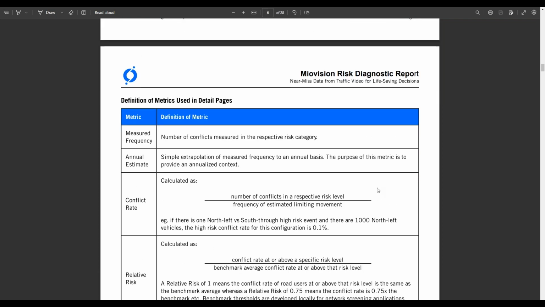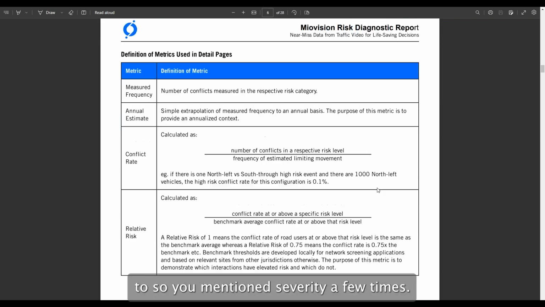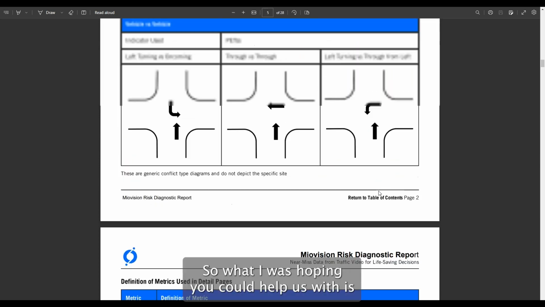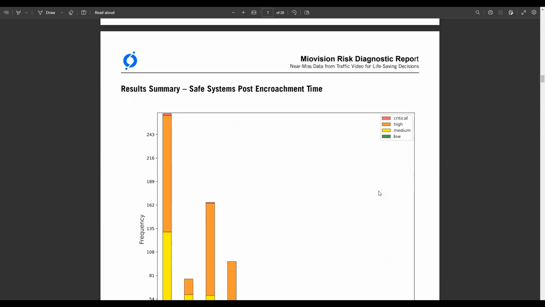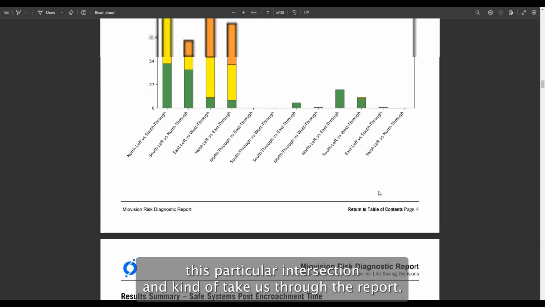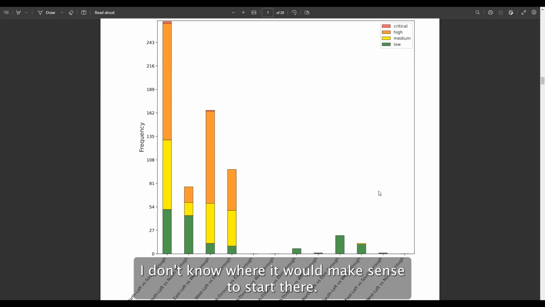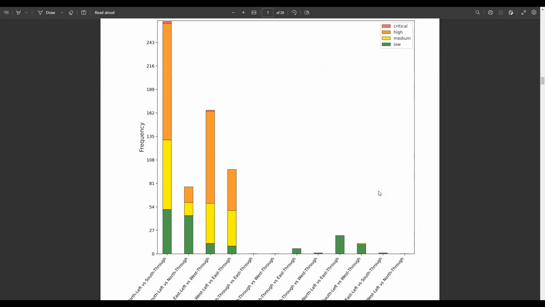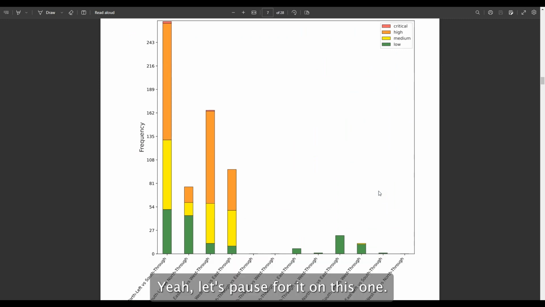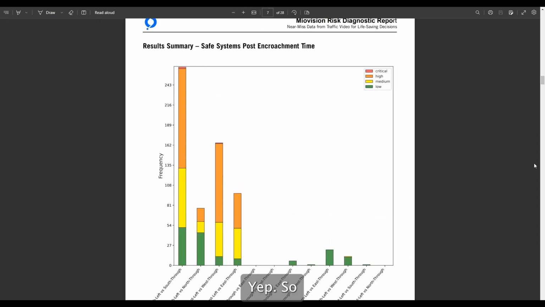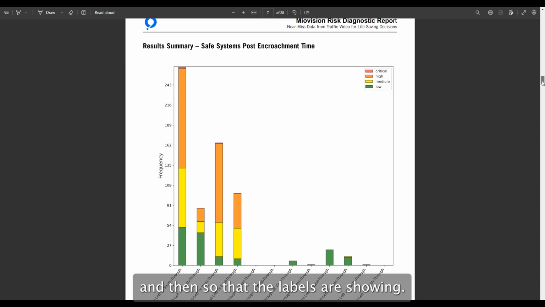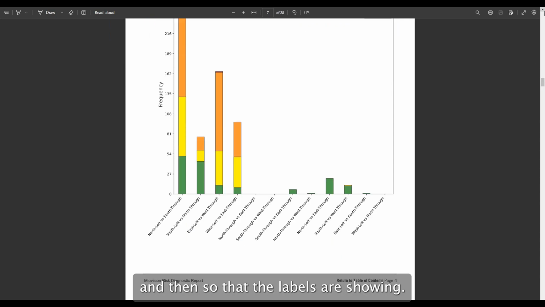Yeah. So to go back, you mentioned severity a few times. What I was hoping you could help us with is to take us through some of your findings at this particular intersection and take us through the report. I don't know where it would make sense to start. Yeah, let's pause right on this one. And could you just zoom out by one click? Yep. And then so that the labels are showing.